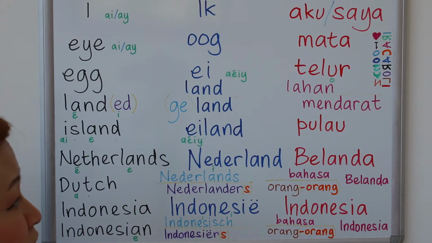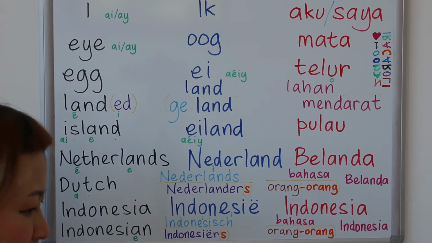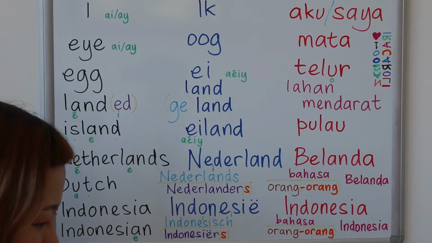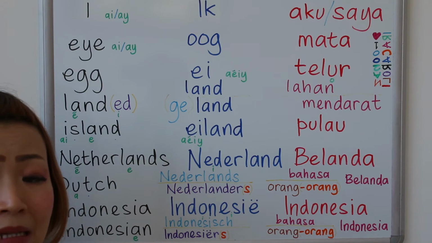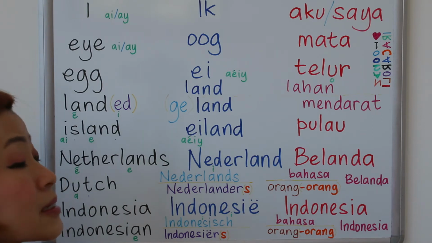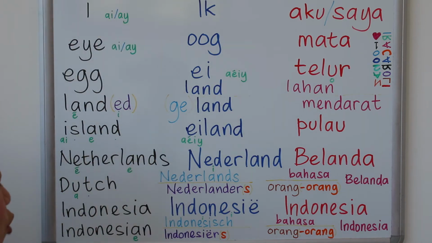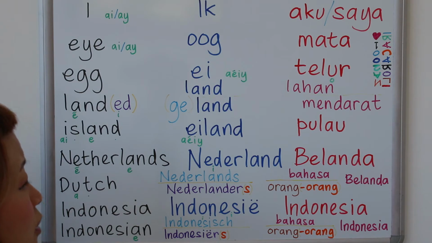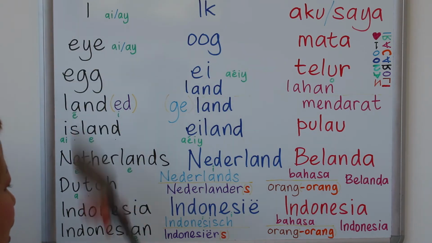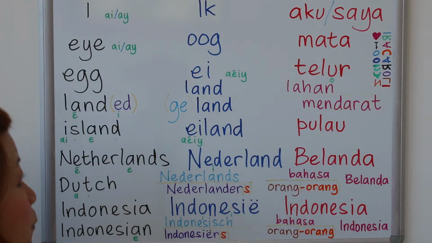Indonesia is Indonesia, bahasa is language. Inggris is England, bahasa Inggris is English. About these words, this column is in Dutch. We will focus here and here.